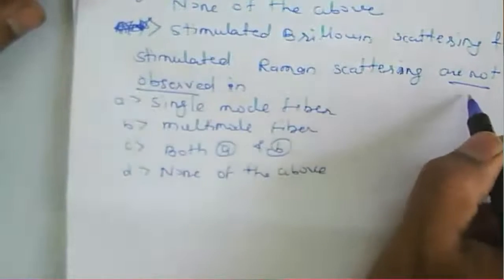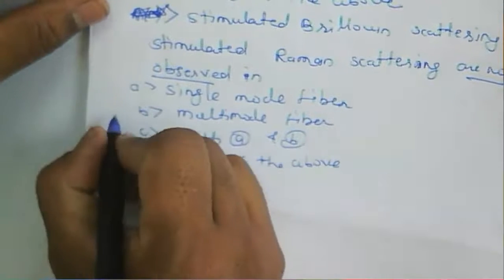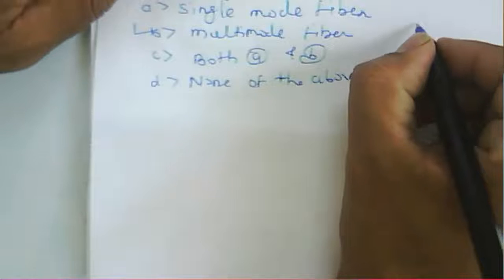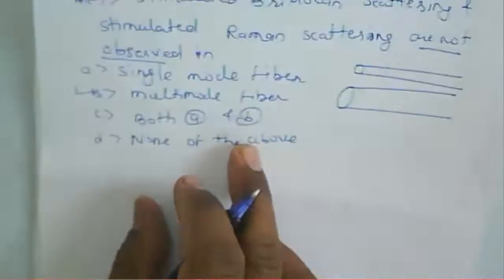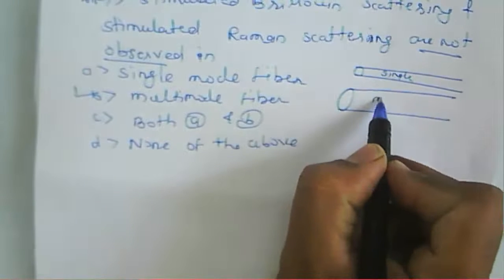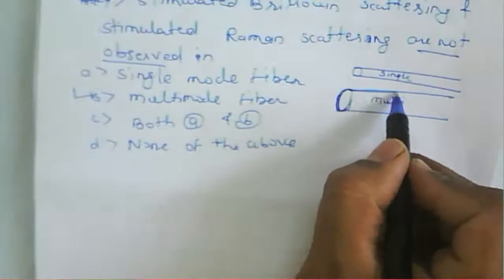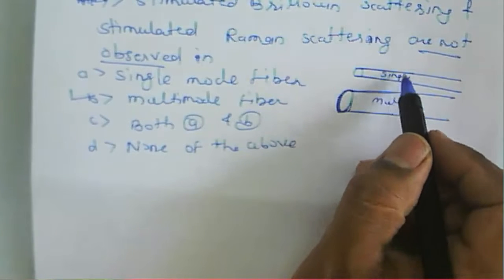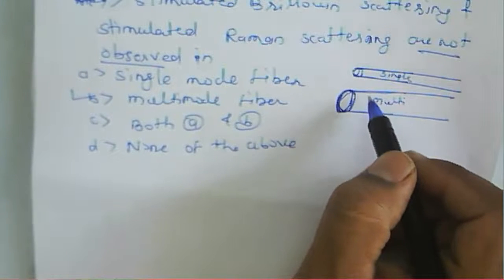Okay, are not observed in stimulated Brillouin scattering. That will not be observed in the multi-mode fiber, right? It is the correct one. So stimulated Brillouin scattering is not observed in the multi-mode fiber. What is the reason? If you see a single mode fiber and a multi-mode fiber, the core size is small and large. This one is a single mode fiber, and this one is a multi-mode fiber. So due to the large core size, that scattering does not take place in the multi-mode fiber. But in a single mode fiber, stimulated Brillouin scattering and Raman scattering are both observed because the core size is small. And why does it not occur in the multimode fiber? Because the core size is large here. Okay.